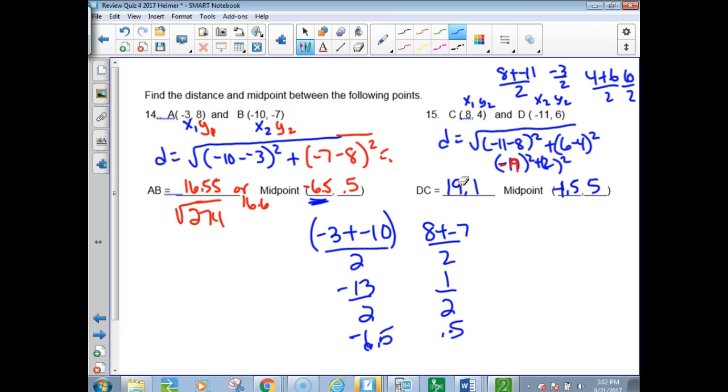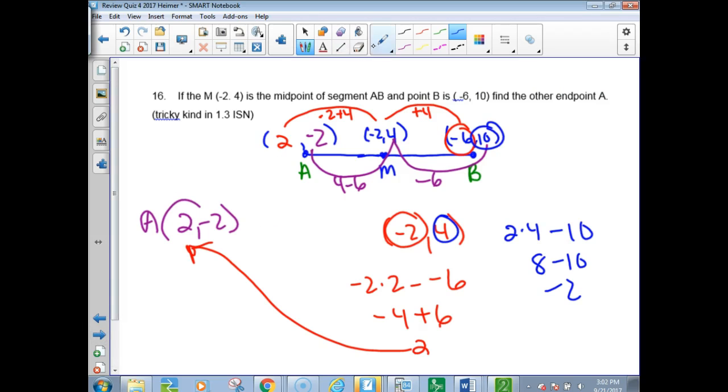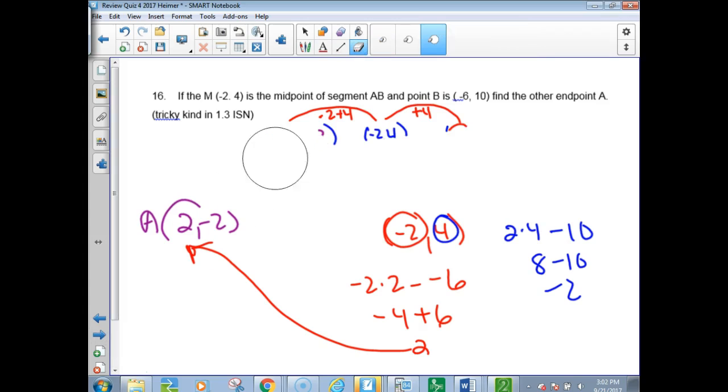All right, and this one was square root of 365, I think. The numbers on the quiz are different. They're just different points. All right, now, this was the tricky kind, so I'll go over this thing once, and then we're going to have to do it. Yes, ma'am.